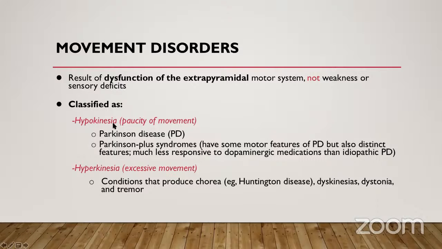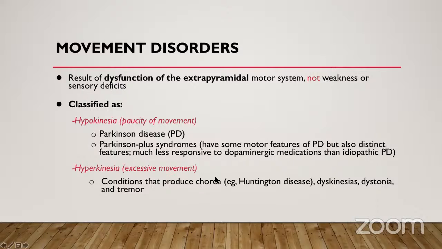What we mean by hypokinesia is a paucity of movement, and a good example is Parkinson disease, or idiopathic Parkinson disease. We also have Parkinson plus syndromes, where we see Parkinsonism in addition to other features. Unfortunately, Parkinson plus syndromes are usually less responsive to dopaminergic medications compared to Parkinson disease. And we have hyperkinesia, which is characterized by excessive movement.